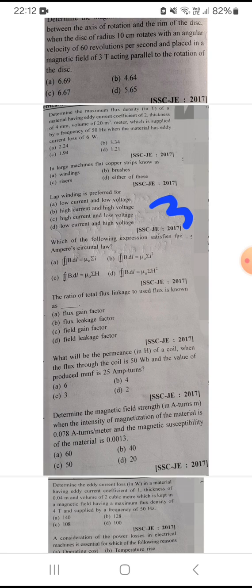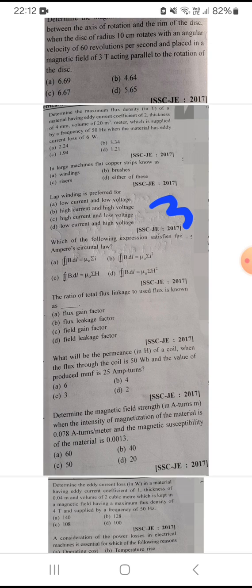P is equal to 6 watt, K is equal to 2, F is equal to 50 Hz, V is equal to 20, and T is equal to 4 mm. So we have the formula P equal to K into B square into F square into T square into V. Putting the values, we get Bm is equal to root of 3.75. So Bm is equal to 1.94 is the correct answer.